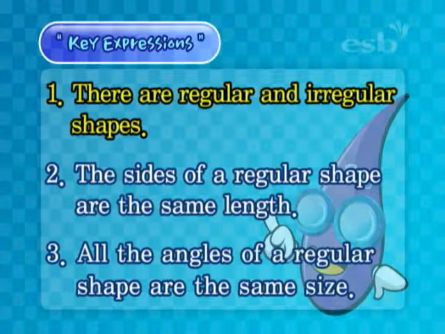There are regular and irregular shapes. Number 2. The sides of a regular shape are the same length.